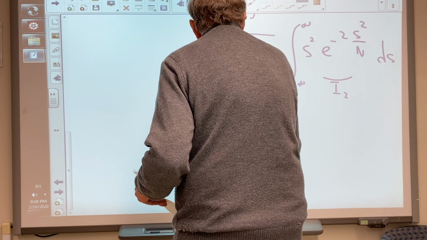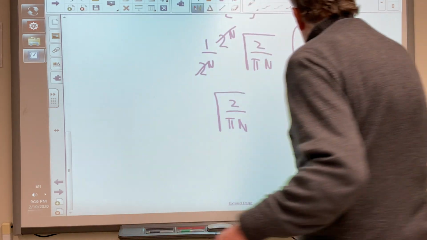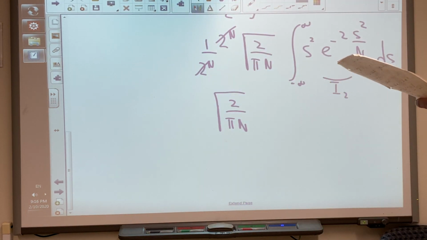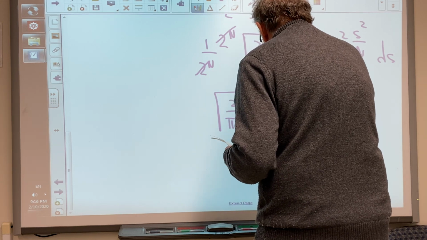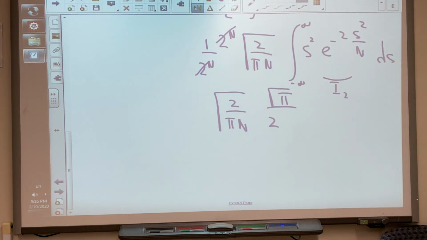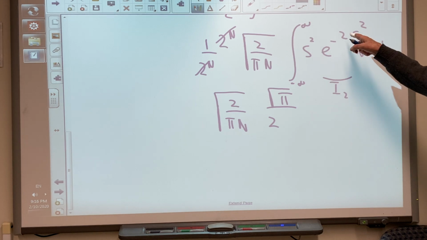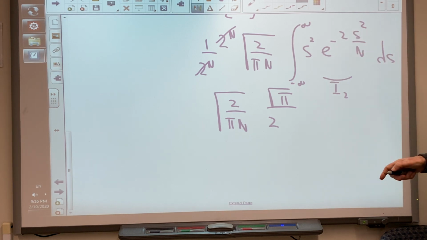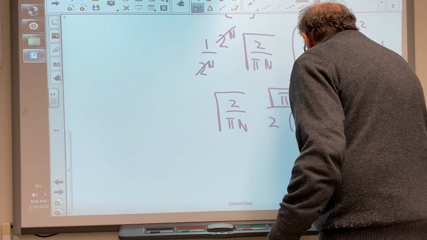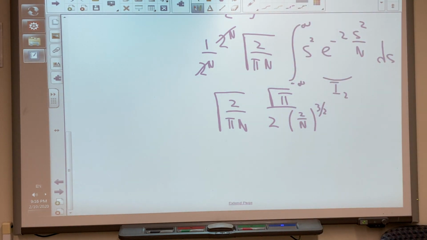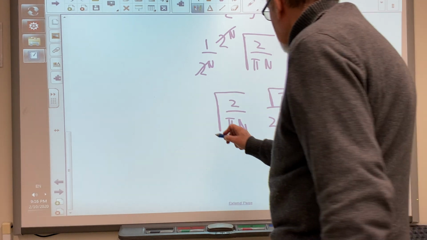square root of 2 over pi n, which comes from here. And the I2, look at your notes, was square root of pi over twice the alpha to the power 3/2. Right? The alpha is 2 over n. So I have here 2 over n to the power 3/2. That's the result. Let's see what all that means.